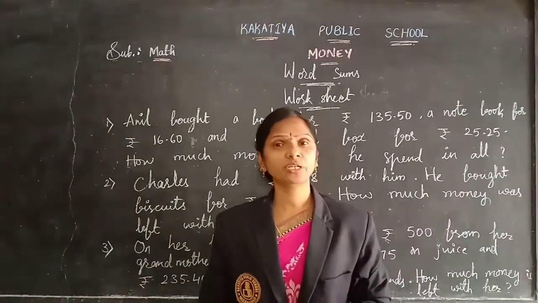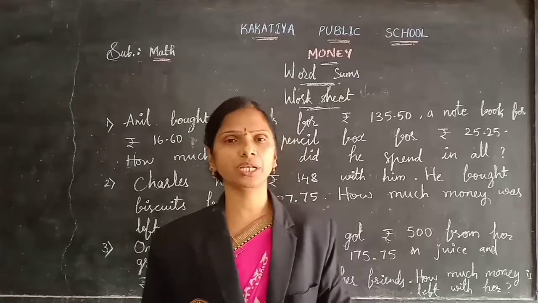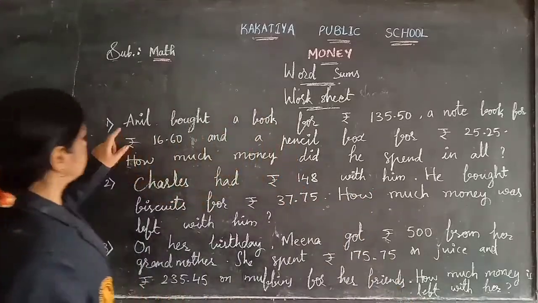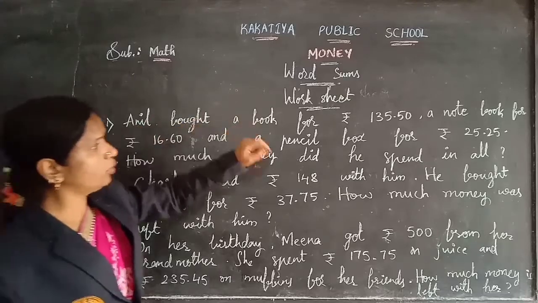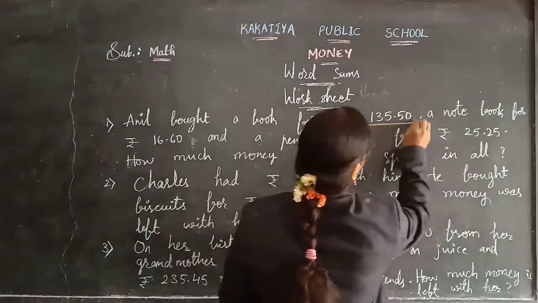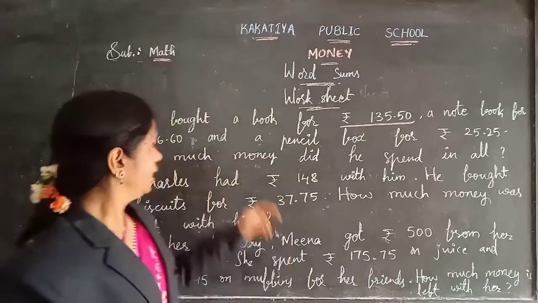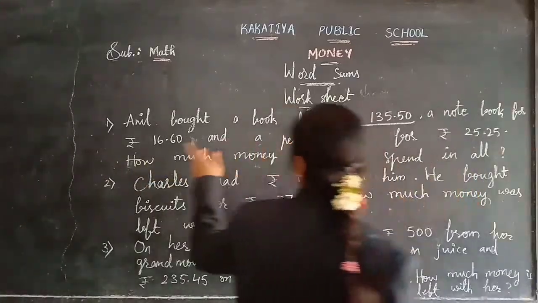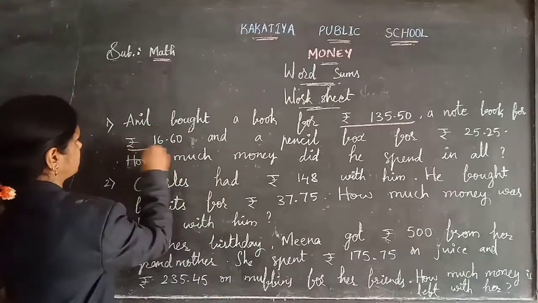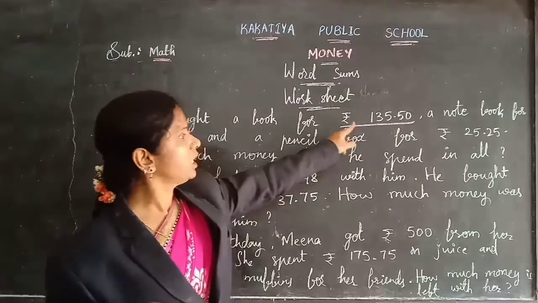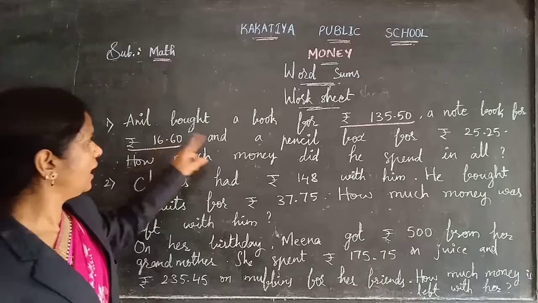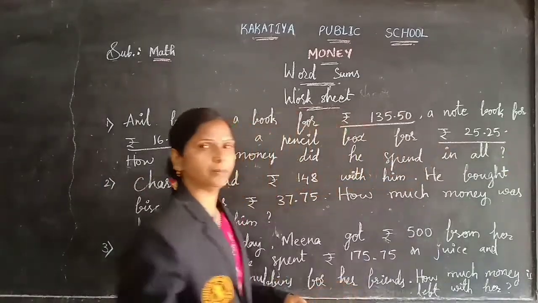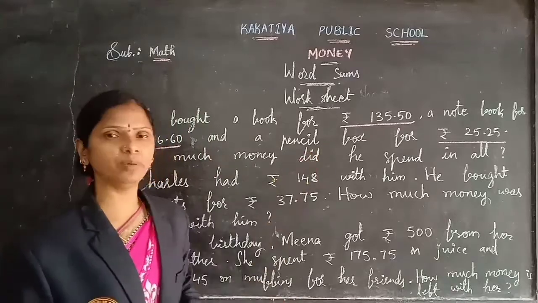Yes children, I hope you understood what I explained in this video, children. Come on, let's do the worksheet with that type of problems. See, Anil bought a book for 135 rupees 50 paise. A book for this much cost, children. A notebook for 16 rupees 60 paise. This is a book cost and this is a notebook cost, children. And a pencil box for 25 rupees 25 paise. So that is the cost of the pencil box.